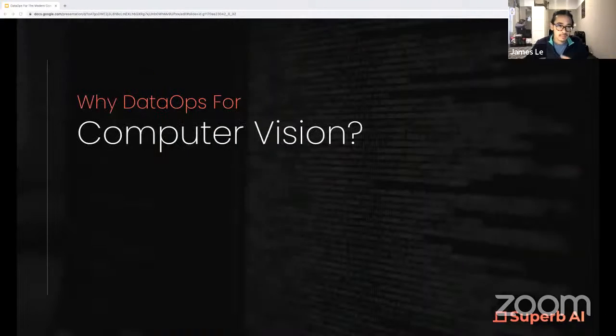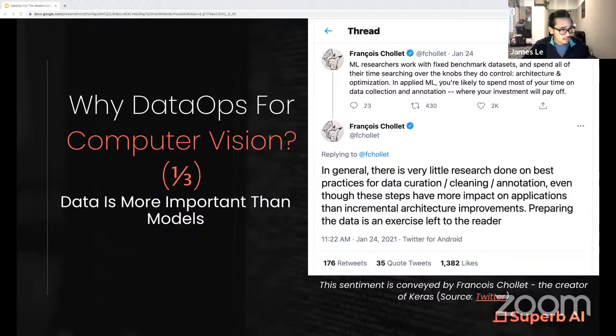So next, I want to argue for the case of why we need to bring DataOps as a discipline into the domain of computer vision. The first reason is that in most real-world machine learning, including computer vision, the data is more important than the models. And this contrasts with academic machine learning, which emphasizes the modeling component rather than rethinking the data paradigm. There's a lot of low-hanging fruit that you can use to improve your data.